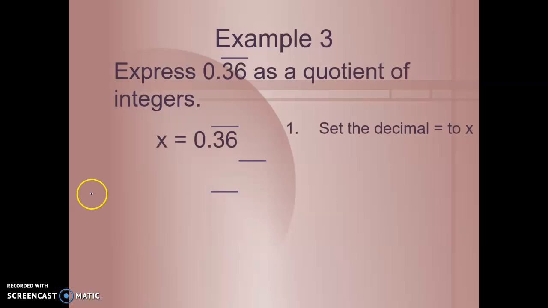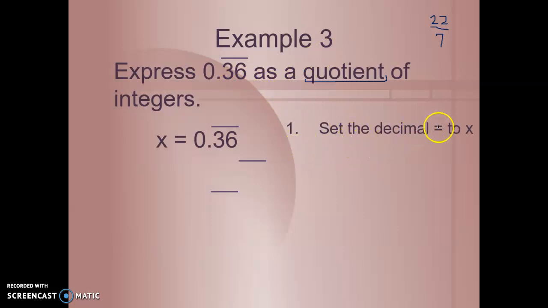Let's take a look at this one. Express 0.36 repeating as a quotient of integers. Quotient, if you remember, is a division fact. So if you remember earlier, I said we're going to leave our improper fractions, like 22 over 7, as improper fractions. So leave them as quotients, a quotient of integers. Now we're being given a decimal, and we're being asked to change that back to a quotient of integers.